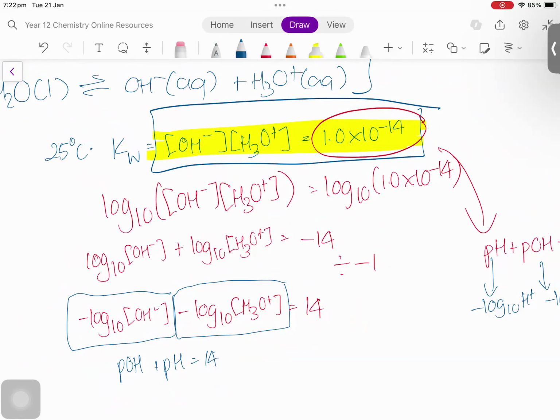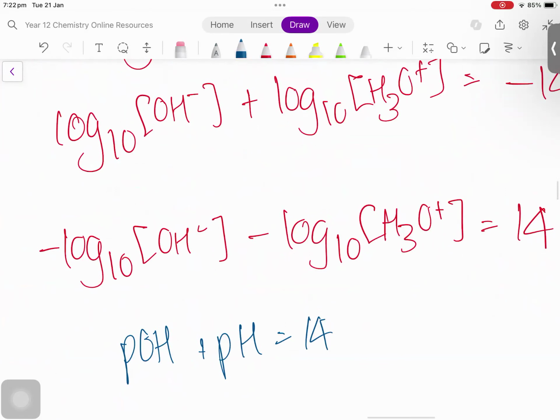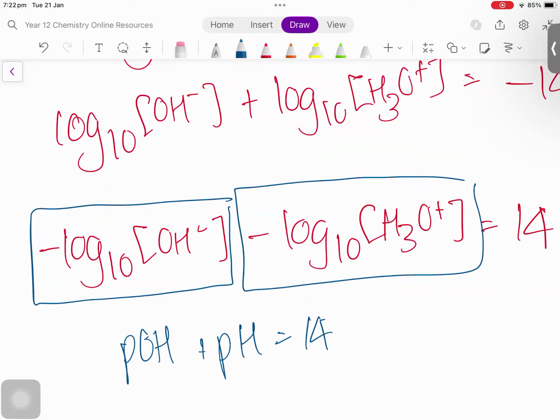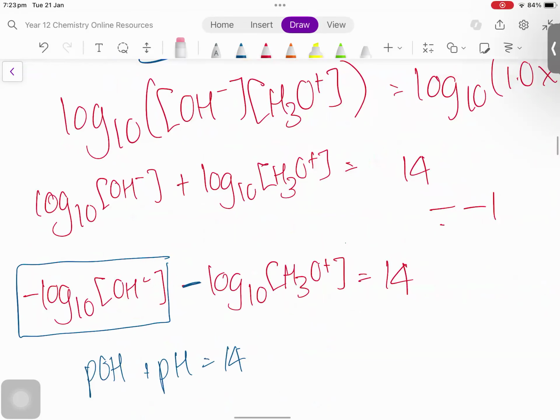Why did the plus become a minus? If that's a negative there, then there's a little plus in between. Because I put the box around the entire negative log base 10 H3O plus, that whole thing became pH. So there would have been a plus up here. See the equation above? I just divided by -1 because I had a -14 on the right. I wanted it to be +14, so I times the whole thing by -1, or divide by -1. I just moved the negative over.